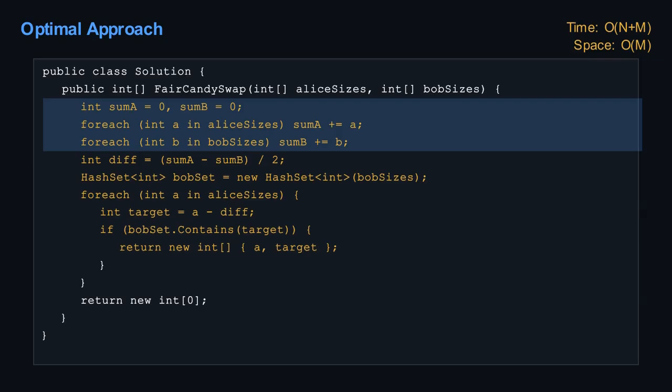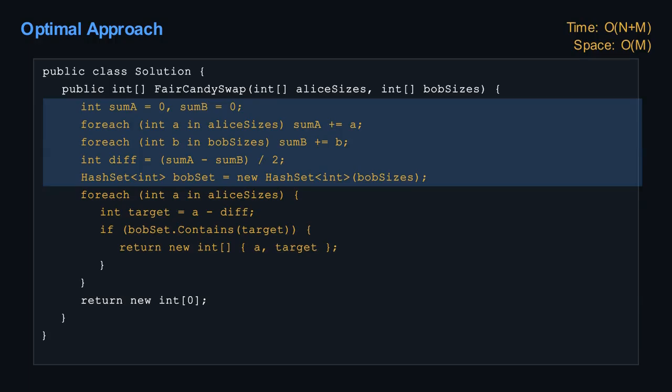This means for any candy a that Alice offers, the candy b that Bob must offer must satisfy b equals a minus diff. This is the magic formula. Now, instead of trying every b for every a, we can just calculate the b we need and then quickly check if Bob actually has a candy of that size. To do this quickly, we first calculate the total summa and sum b for Alice and Bob just like before. Then we calculate our diff value.